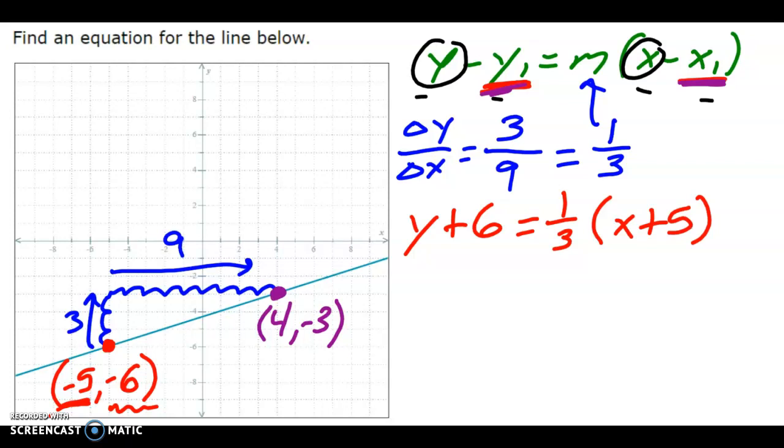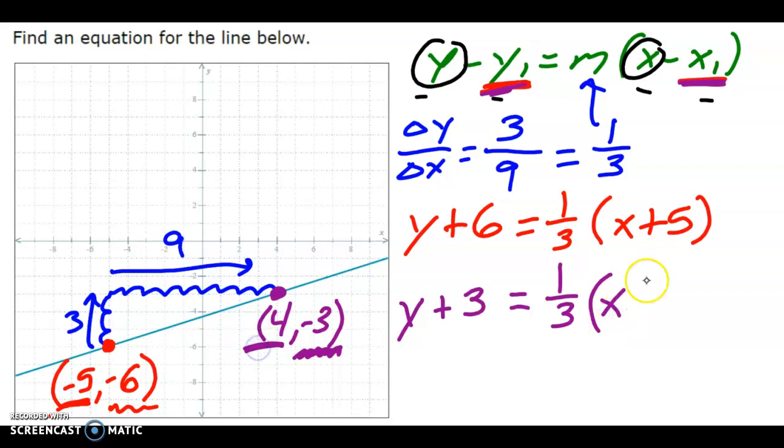If you used the purple point to make your equation, y minus y1, well, your y1 in the purple case is going to be -3. So minus -3 is y plus 3. Flip the sign. Slope is still 1/3. That doesn't change. And then x minus 4, because that is your x value, is a positive 4 on that point. So those two equations look different, but they're both for the same line. Those are both correct answers.